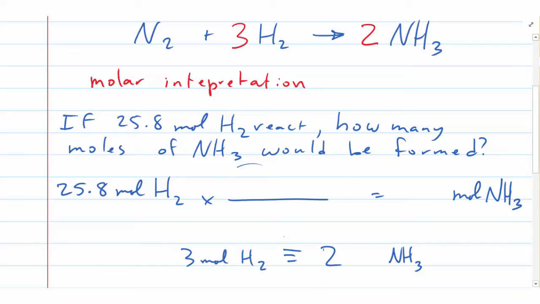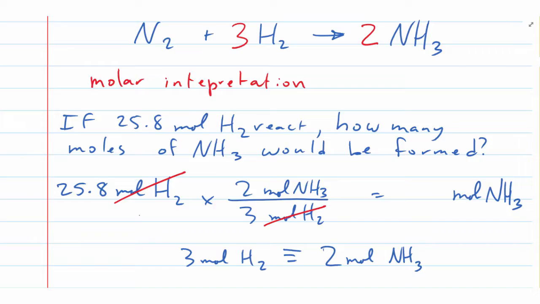So if they're equivalent to each other, we can use them as a conversion factor in such a way that units cancel out. That means on the bottom we'd put 3 moles of H2, and on the top 2 moles of NH3. Yep, moles of H2 are going to cancel out. And we run it through the calculator: we take 25.8, multiply it by 2, and then divide it by 3, and wind up with 17.2 as the answer.